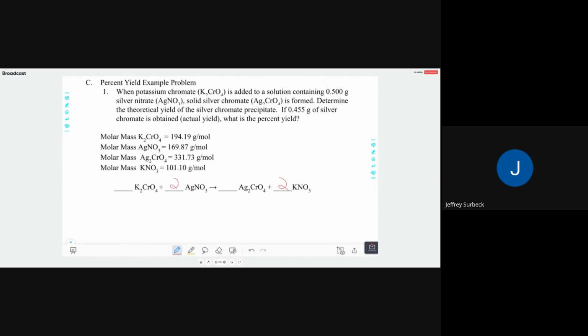Okay? Then nitrogen. Because of the 2 out in front, how many nitrogens do we have here? 2. How about in front of the KNO3? How many nitrogens from here? 2. Okay, so they're good. Last thing is oxygens. We got 4 from the chromate, plus 2 times 3 is 6. So 4 plus 6 is 10. On this side, we have 4 plus 2 times 3. So 4 plus 6 is 10, okay, so we're balanced.